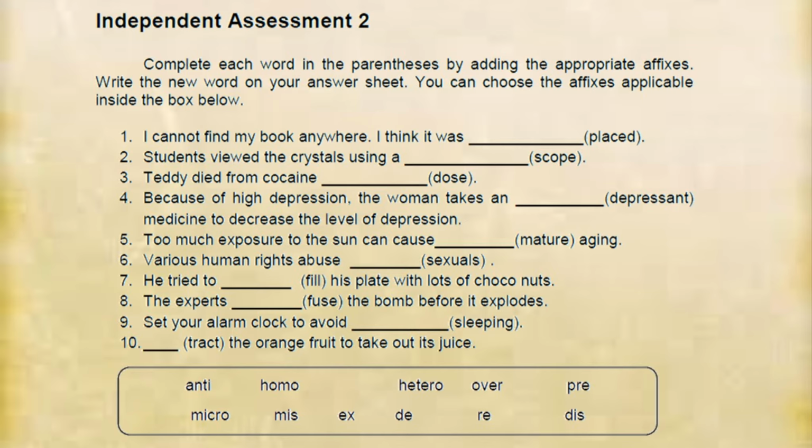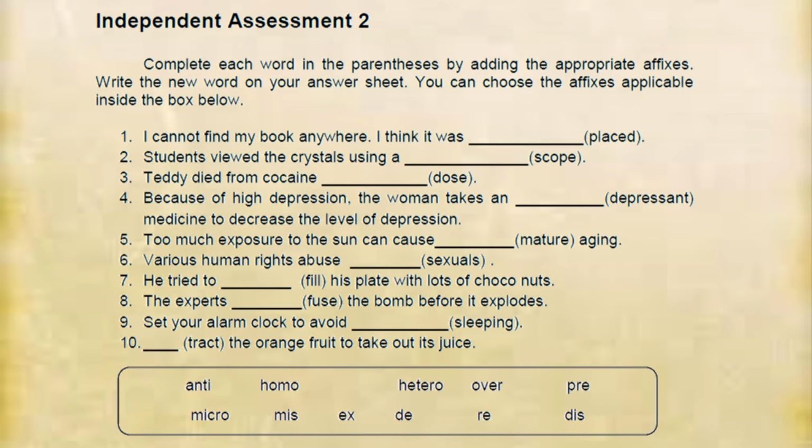2. Students viewed the crystals using a blank scope. 3. Teddy died from cocaine blank dose. 4. Because of high depression, the woman takes an blank depressant medicine to decrease the level of depression. 5. Too much exposure to the sun can cause blank mature aging.